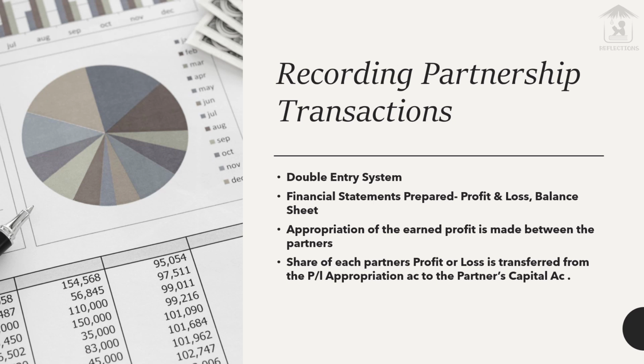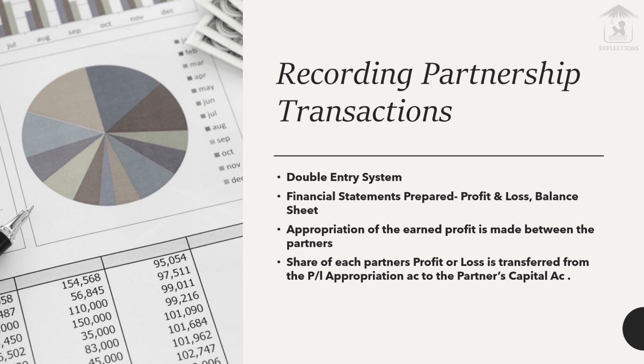So, partnership records its transactions based on the double entry bookkeeping system. It prepares the year-end accounts, the profit and loss account and the balance sheet. Now, with respect to a sole trader, the entire profit of the business belongs only to him. But that is not the case with partners. It has to be shared amongst the partners, either in their predetermined ratio or equally.